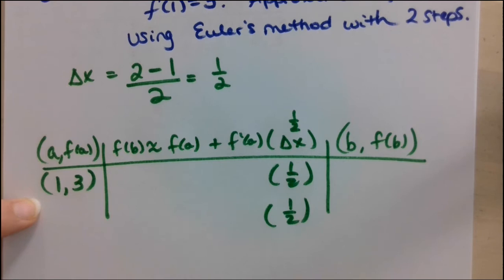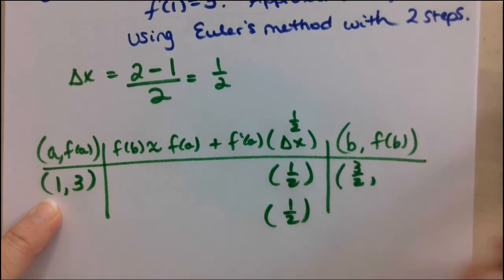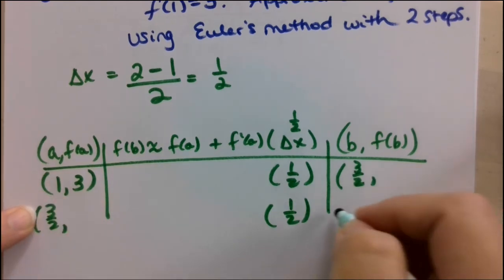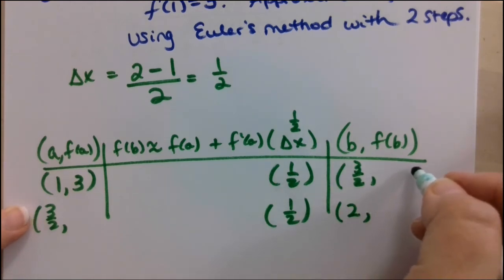I'm starting at the point 1, 3. If my step size is 1/2, if I start at 1 and I go over 1/2, then I'm going to end up at 3/2, which will be my new x over here. And if I go another 1/2, that's going to get me to 2, which is where we want to end up.